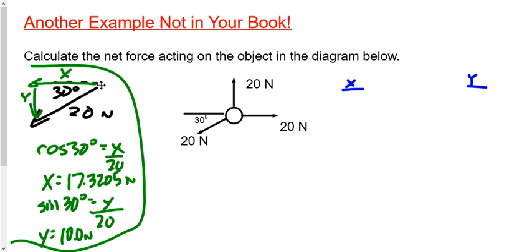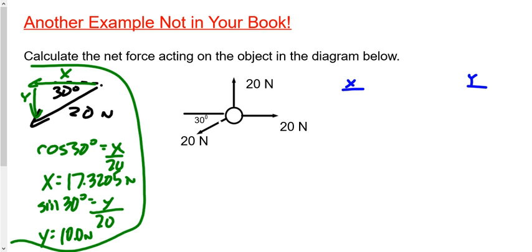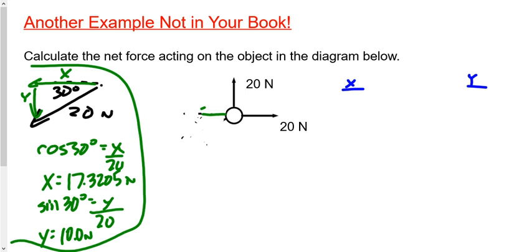You know what? Before we do that, actually, let's replace that angle and everything in there with two vectors. We've got 17.3205, and then we've got 10 newtons. That should be done. All right, let's call this one number 1, this one number 2, and this one number 3.